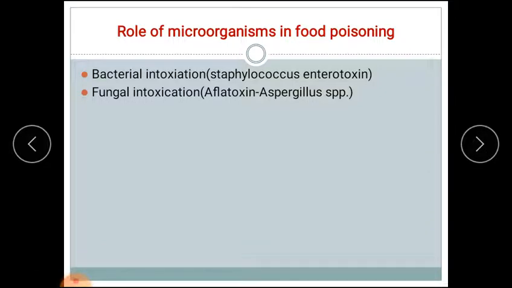Now in food intoxication we are going to see two types of intoxication. One is bacterial intoxication and the second is fungal intoxication. Today we will see bacterial intoxication. In this, the toxin produced is staphylococcal enterotoxin, and it is produced by the organism Staph aureus, or Staphylococcus aureus.